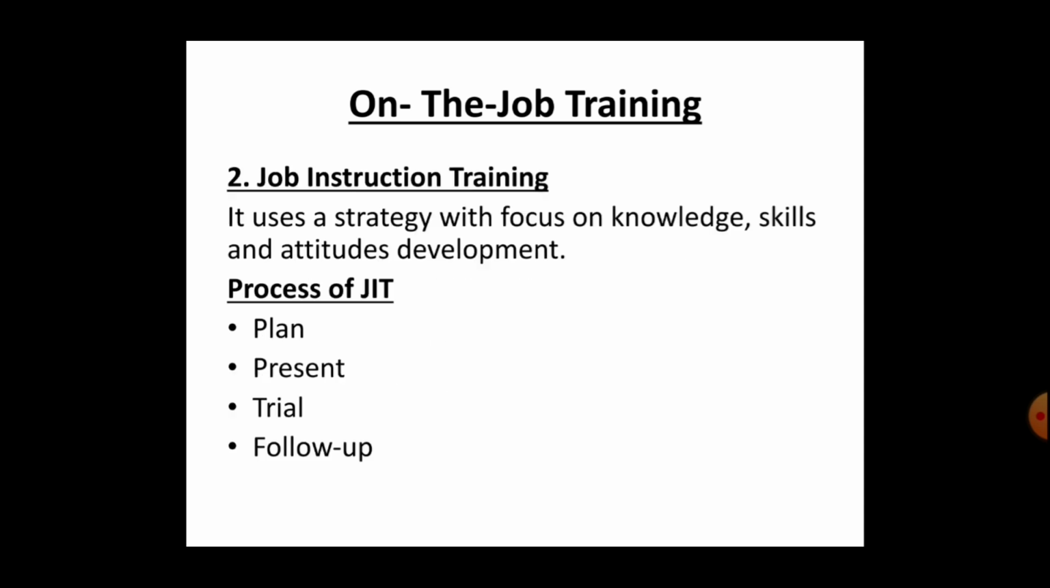The second type of on the job training is job instruction training. This type of training uses a strategy with a focus on knowledge, meaning factual and procedural skills, and attitude development. So we use a procedure for job instruction training, or JIT. JIT consists of 4 steps.